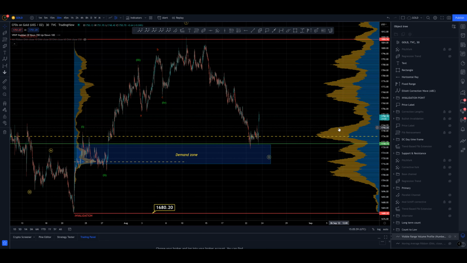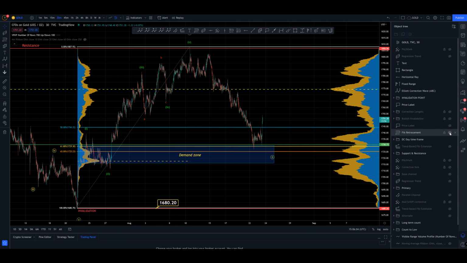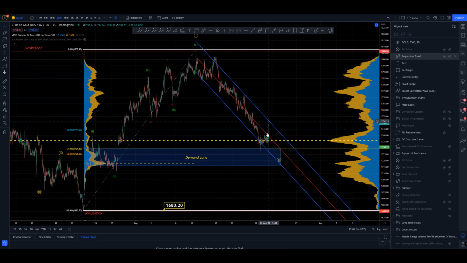Now if we just bring up our fib retracement for a moment, we've got one locally here, we can see that we've come straight to the golden ratio, 61.8%, and we've bounced quite violently. If we bring up our regression channel here, we can see that we're stretching beyond the 2 standard deviations from the mean in our regression channel, so that's looking bullish as well. And now we would expect price to move higher, having bottomed here at the 61.8.